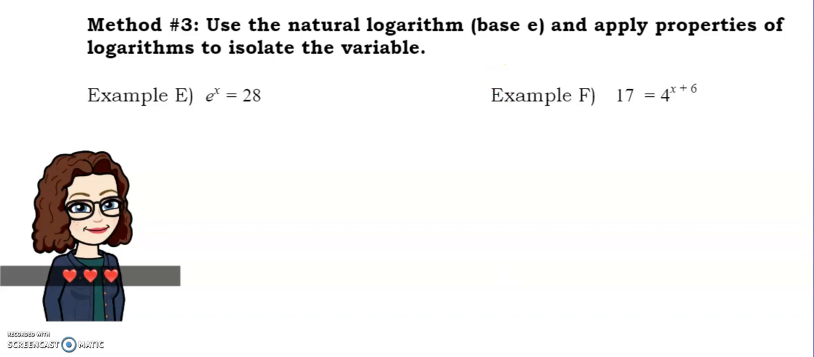So this says no matter what the base is, use the natural logarithm and then apply those properties. So I have my exponential isolated. So I'm going to take the natural log of both sides.